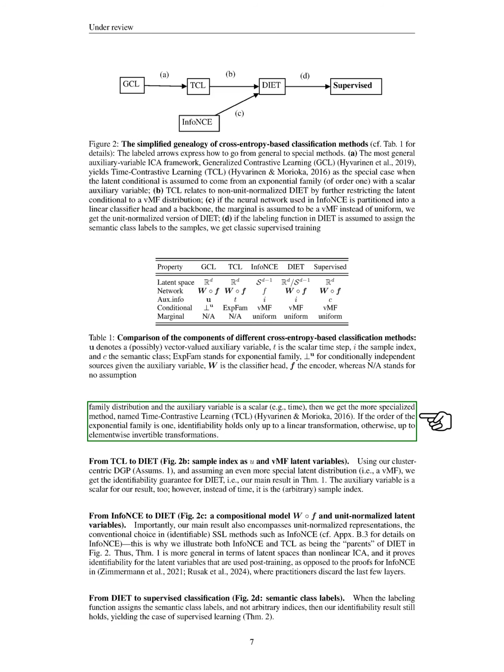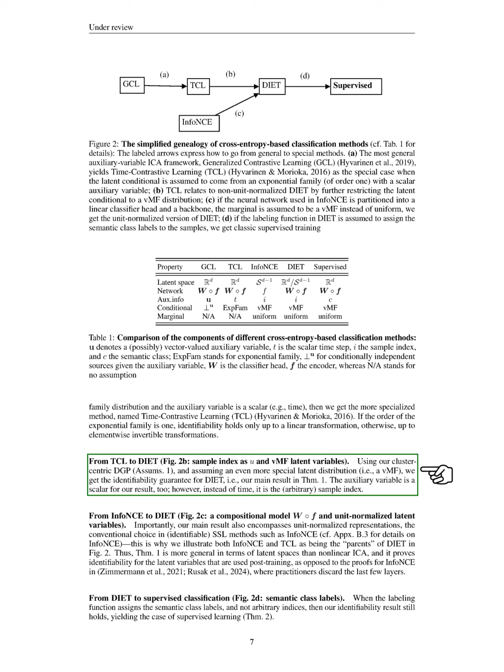When we focus on a specific case where the auxiliary variable is a scalar, we derive a more specialized method. If the latent variables follow a simple exponential family distribution, we achieve identifiability only up to a linear transformation. Next, we apply our cluster-centric data generation process to a special latent distribution, which gives us identifiability guarantees for our DIET method. Here, the auxiliary variable is again a scalar, but it represents the sample index.